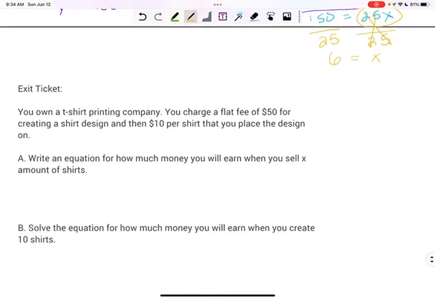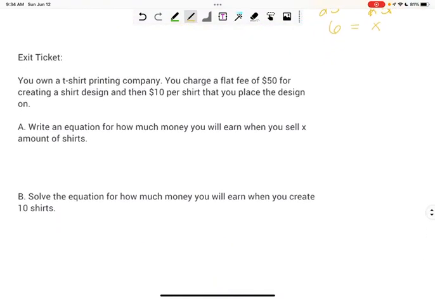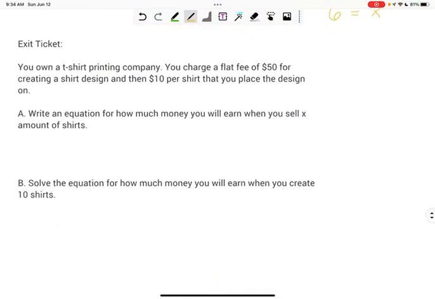All right, we've made it to our exit ticket. In the quiz following this video, you will answer these exit ticket questions. You own a t-shirt printing company. You charge a flat fee of $50 for creating a shirt design and then $10 per shirt that you place the design on. You will write an equation for how much money you will earn when you sell X amount of shirts, and then solve the equation for how much money you will earn when you create 10 shirts.